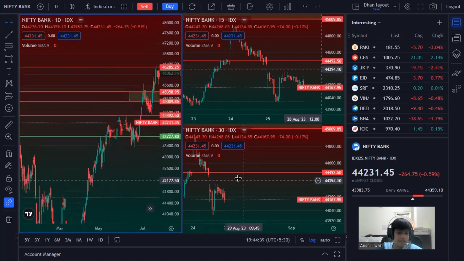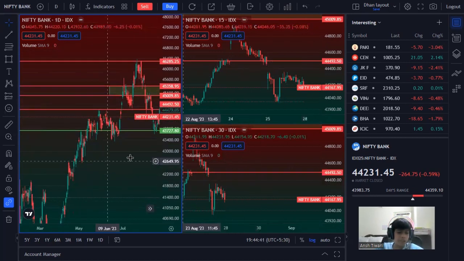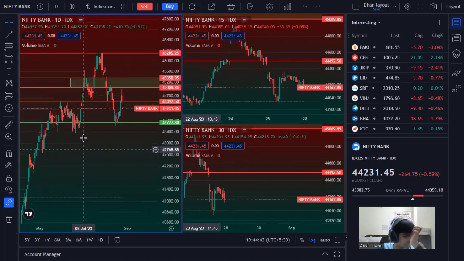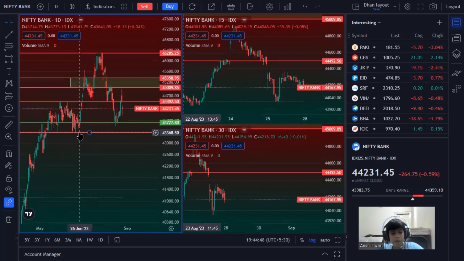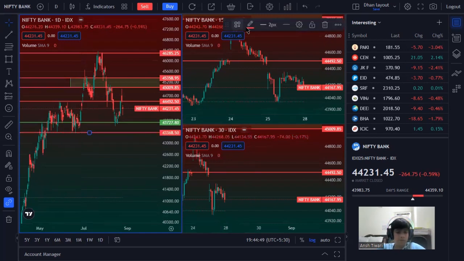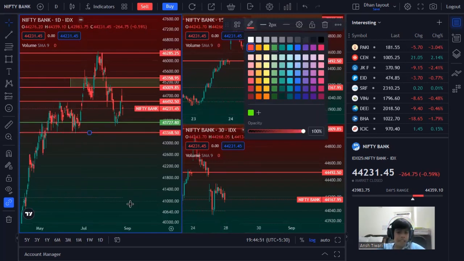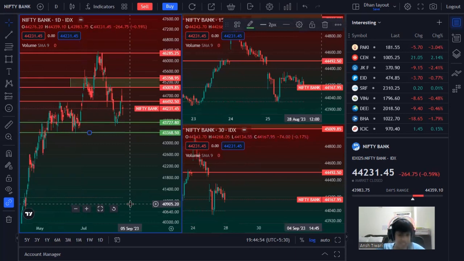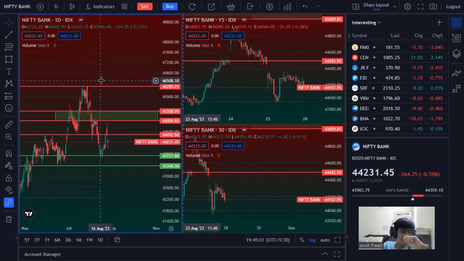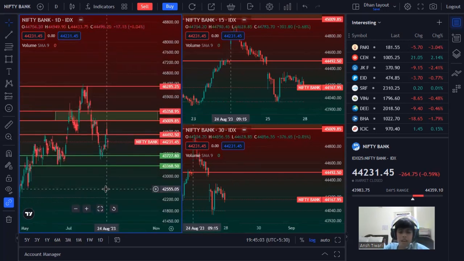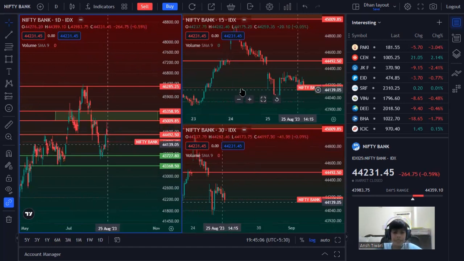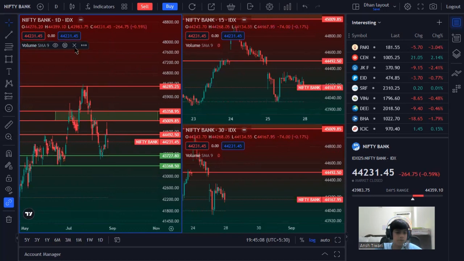And there is only one support level, which I don't think will be broken that easily. But then also we will mark another line here at the bottom, which will be at 43,368. So these are the levels for Nifty Bank right now. Next levels will be determined tomorrow or the day after tomorrow, and so on. First, let me remove this.